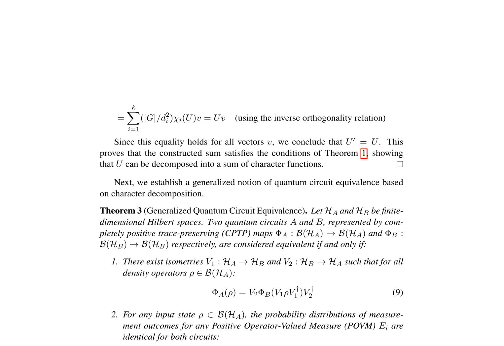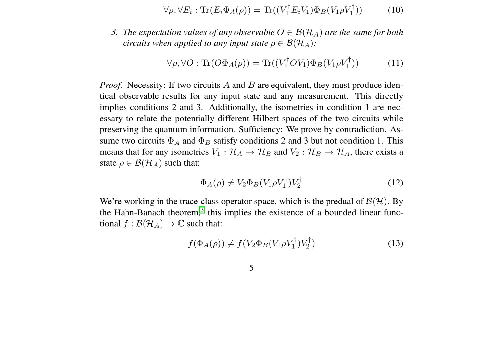Here is a combined summary of pages 5 to 8. The authors introduce a generalized notion of quantum circuit equivalence based on character decomposition, formalized in Theorem 3, which states that two quantum circuits A and B are equivalent if and only if three conditions are met. These conditions ensure the existence of isometries relating the Hilbert spaces, identical probability distributions of measurement outcomes, and identical expectation values of observables. The proof of Theorem 3 involves showing the necessity and sufficiency of these conditions using the Hahn-Banach theorem and the Riesz representation theorem.